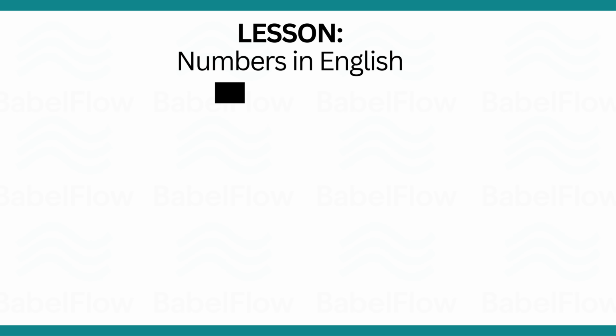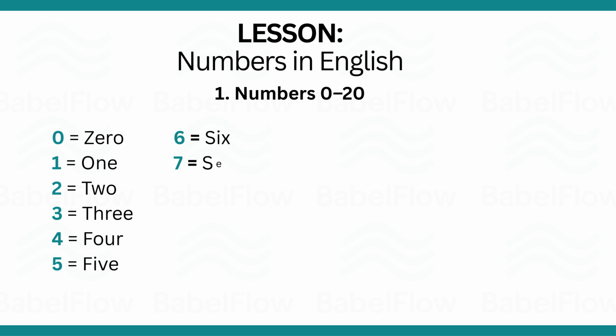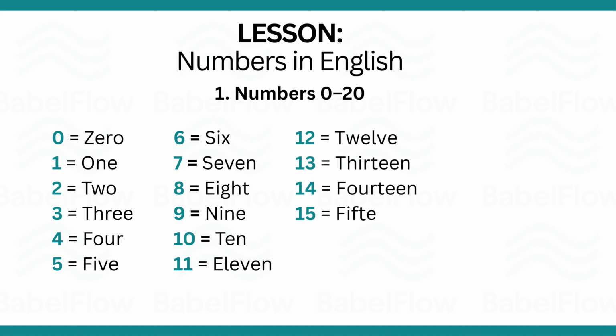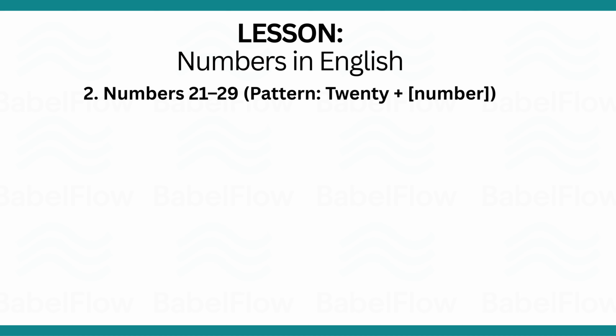Numbers in English. Numbers 0 to 20. 0, 1, 2, 3, 4, 5, 6, 7, 8, 9, 10, 11, 12, 13, 14, 15, 16, 17, 18, 19, 20.